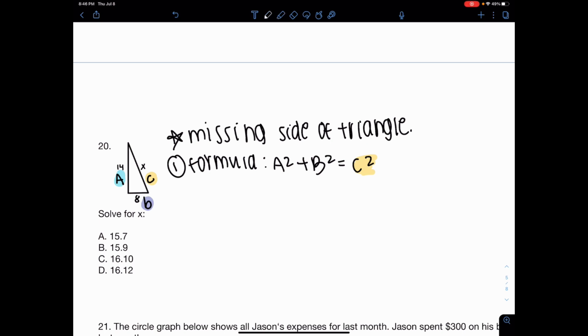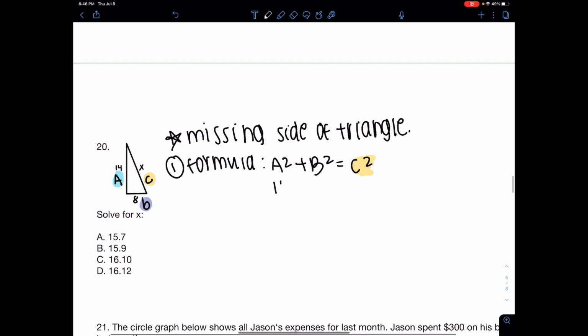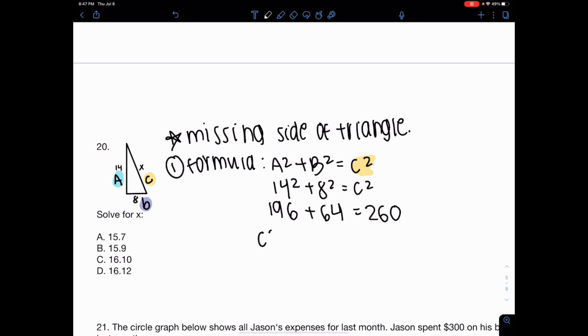Alright, so let's go ahead and, like I say, fill in those blanks. So we have 14 squared plus 8 squared is going to equal c squared. So we'll go ahead and type in the calculator 14 squared, which is 196. 8 squared typed in the calculator is 64. And 196 plus 64 is 260.